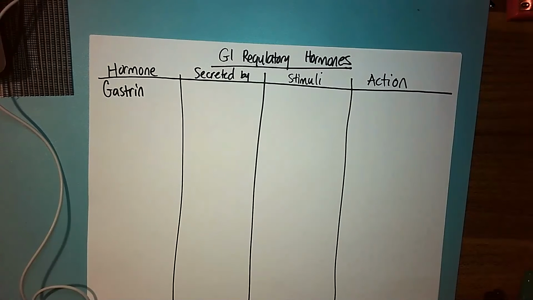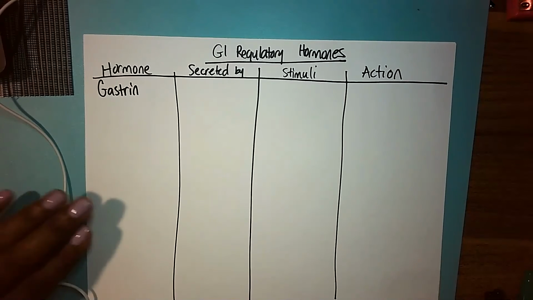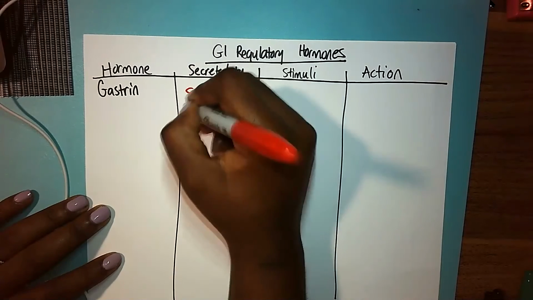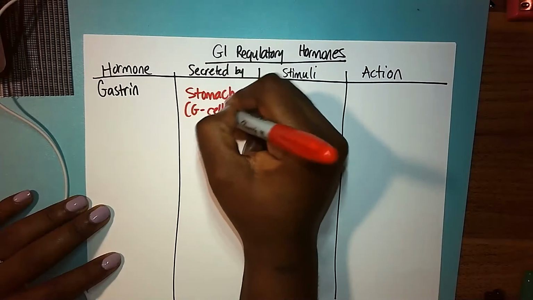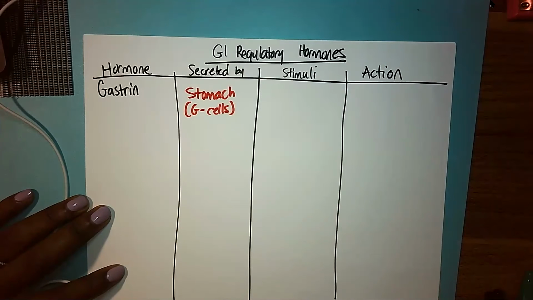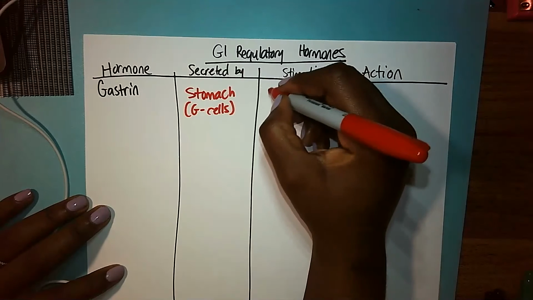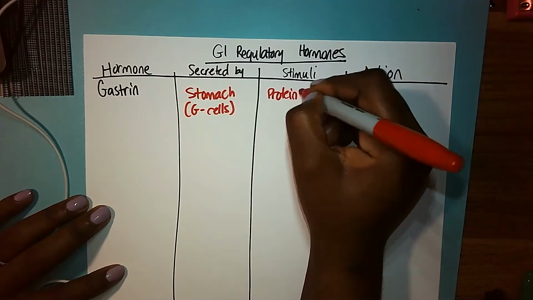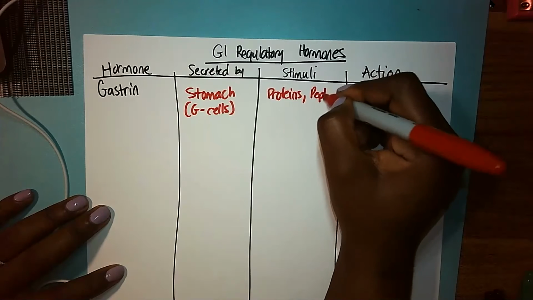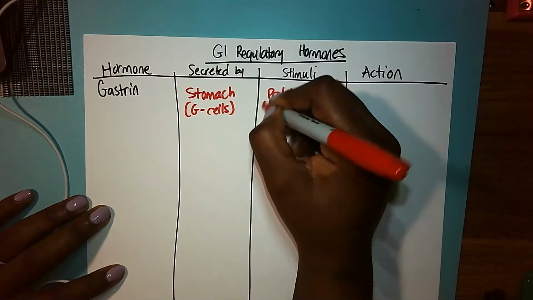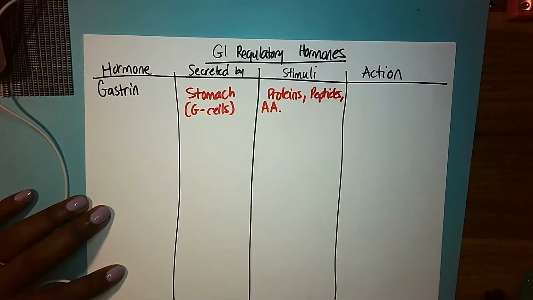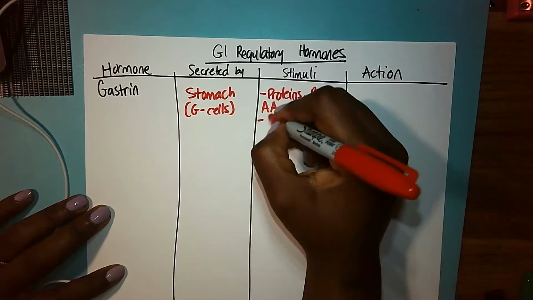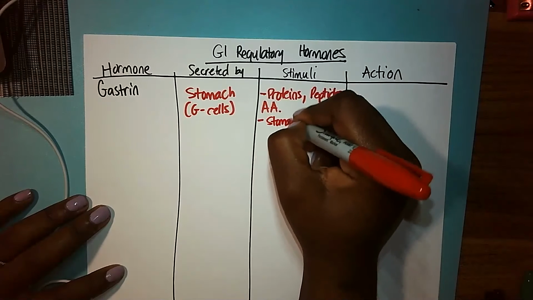Gastrin is secreted in the stomach. We just talked about the G cells of the gastric pits, so the stomach. In brackets, I'll put G cells. The stimulus for gastrin release is the presence of proteins or protein products, so proteins, peptides, or amino acids, as well as the physical distension of the stomach.